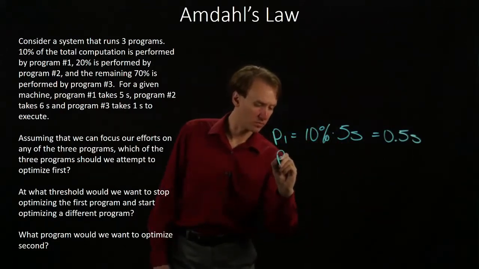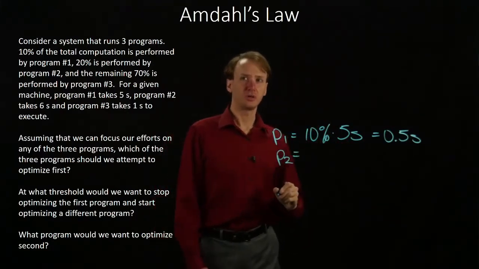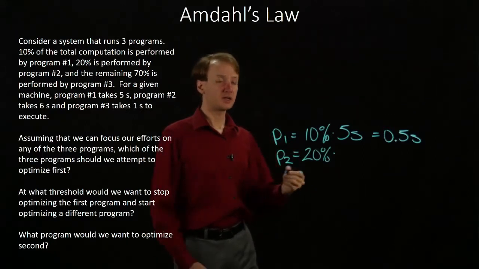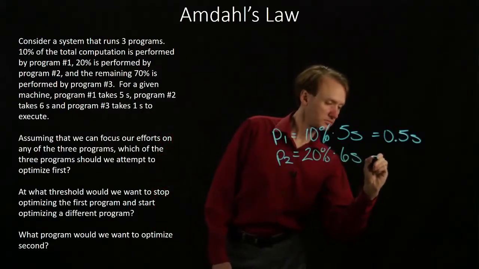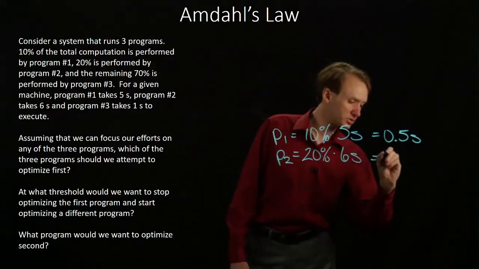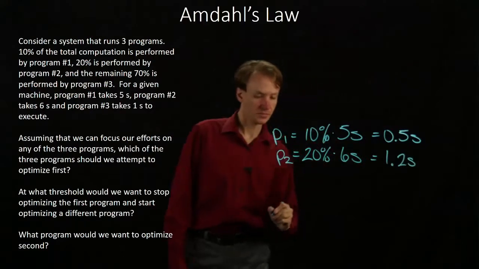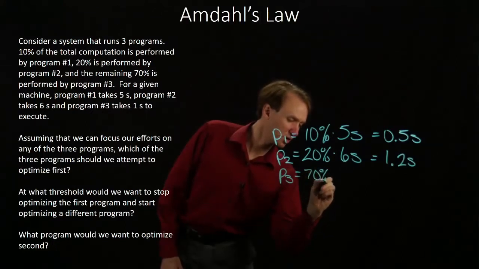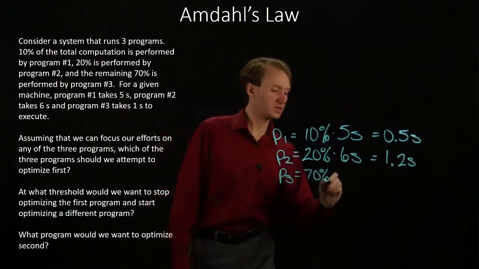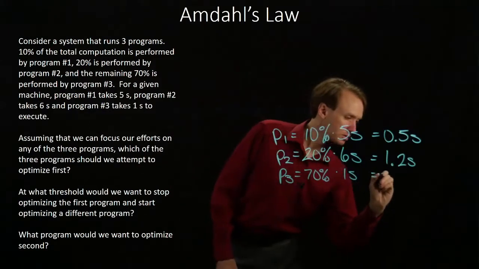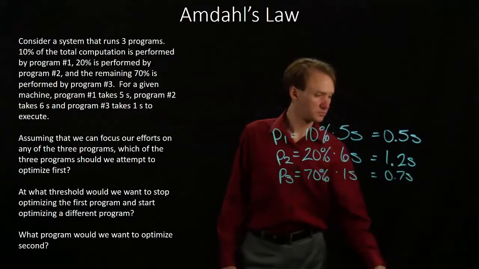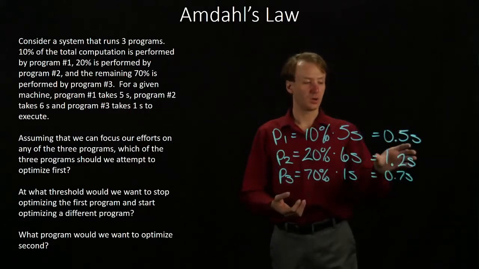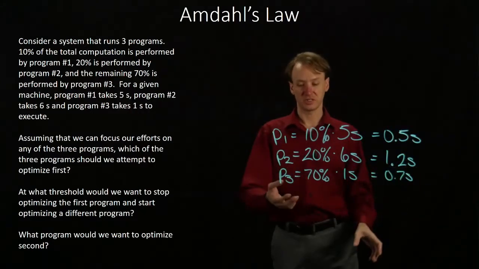I will do the same thing for program two. Program two is 20% of my computation, and it takes 6 seconds to run. So that gives me 1.2 seconds. And then program three takes up the remaining 70% of the computation and requires 1 second to execute. So for the average program execution, I have half a second from program one, 1.2 seconds from program two, and 0.7 seconds from program three.